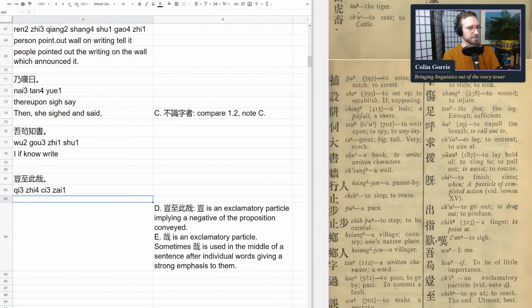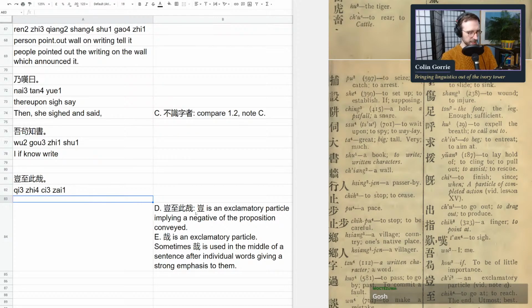启智子哉. And we get two notes here. So it's telling us first that 启 is an exclamatory particle implying a negative of the proposition conveyed. So I think we'd translate it in English as something like, wouldn't I do this, or shouldn't I? This kind of negative exclamatory particle. I don't know. Let's see it in context.